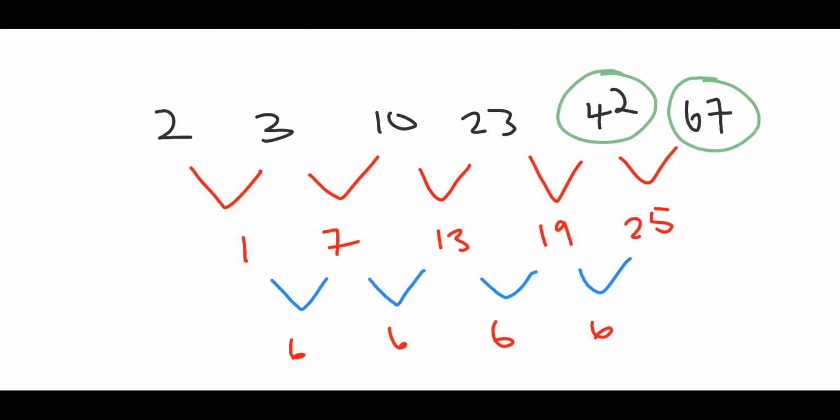Okay, and that should agree with the formula that you just got also. If you substitute 5 and 6 into the formula that we just got, it should give you 42 and 67. If it doesn't, then it means that we did something wrong here, which I hope is not the case.